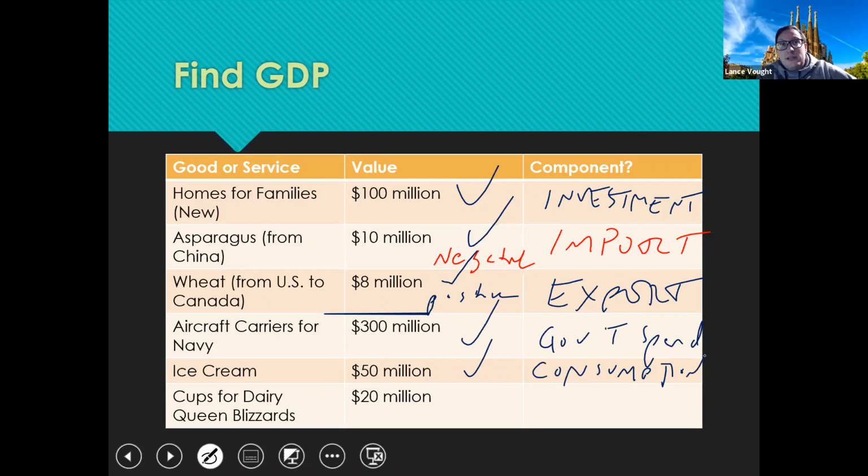The last one is cups for Dairy Queen blizzards. So Dairy Queen has a flurry. It's called a blizzard. Most of you are probably familiar with it, but if you're not, it's basically soft serve ice cream with candy pieces mixed in.